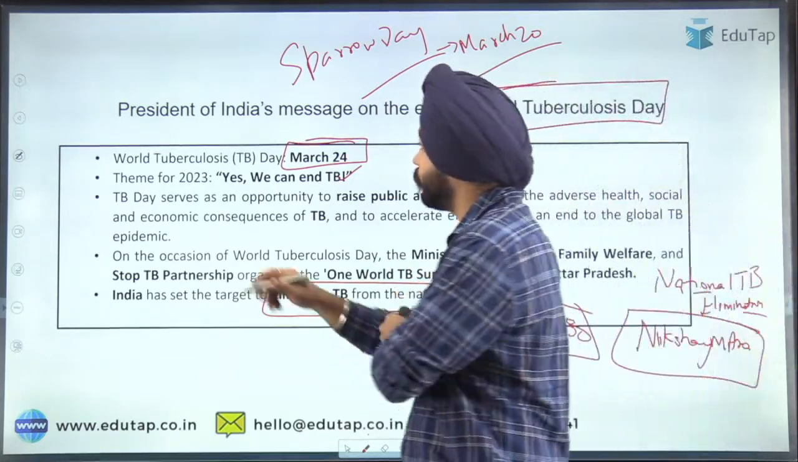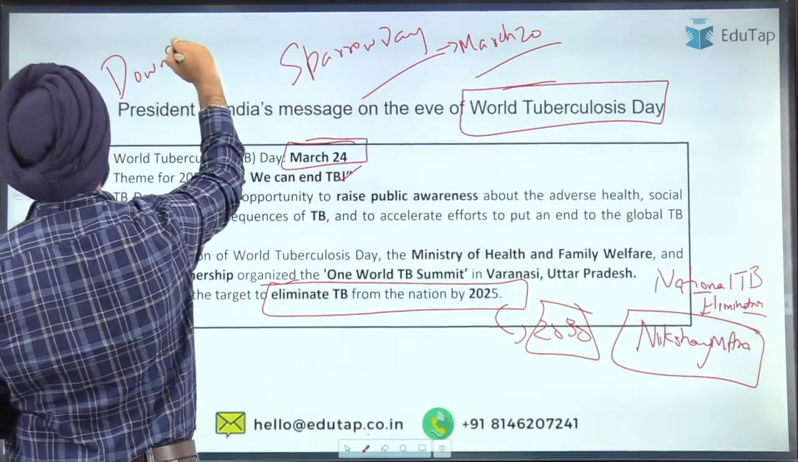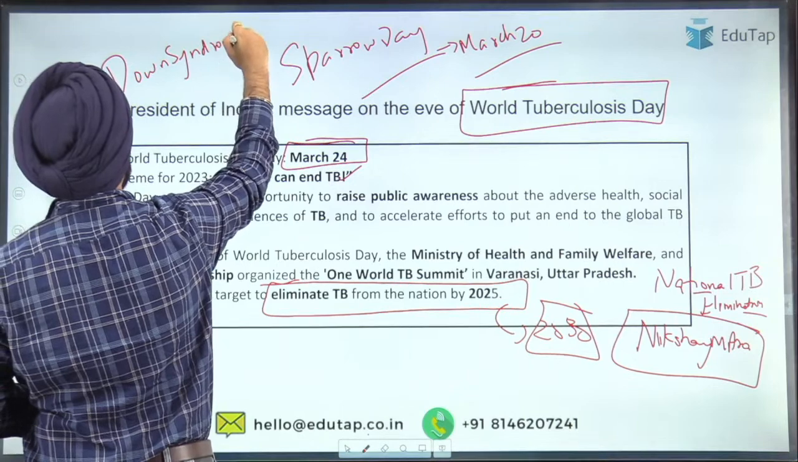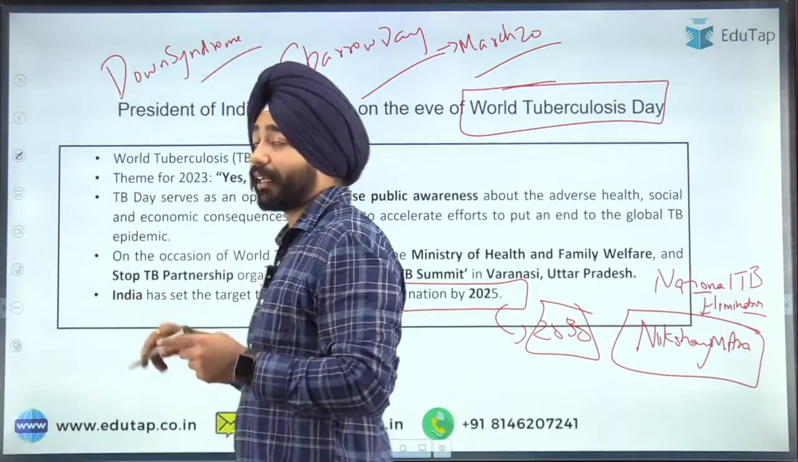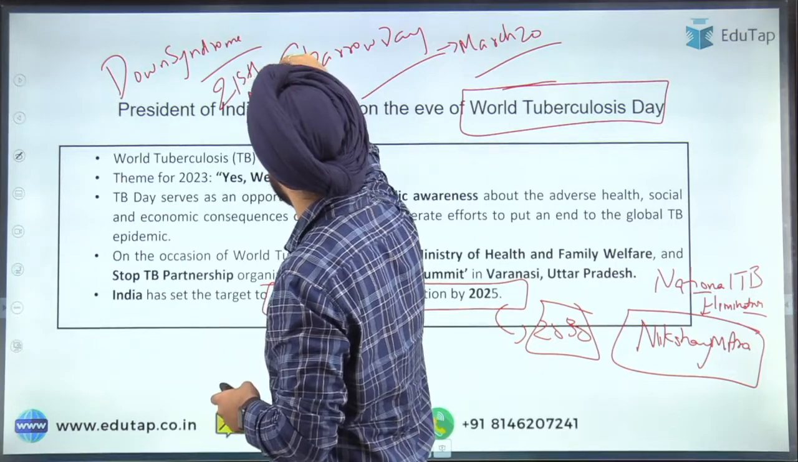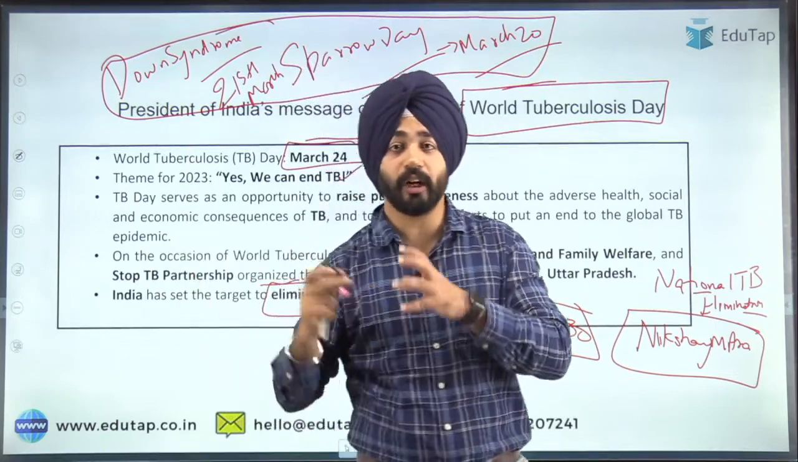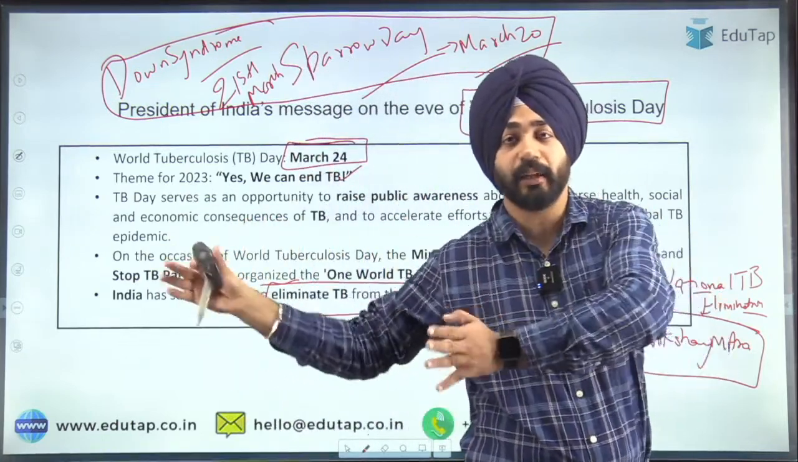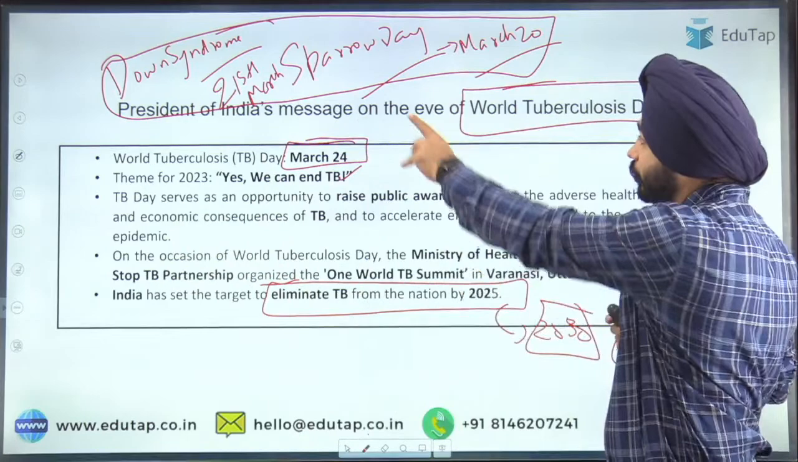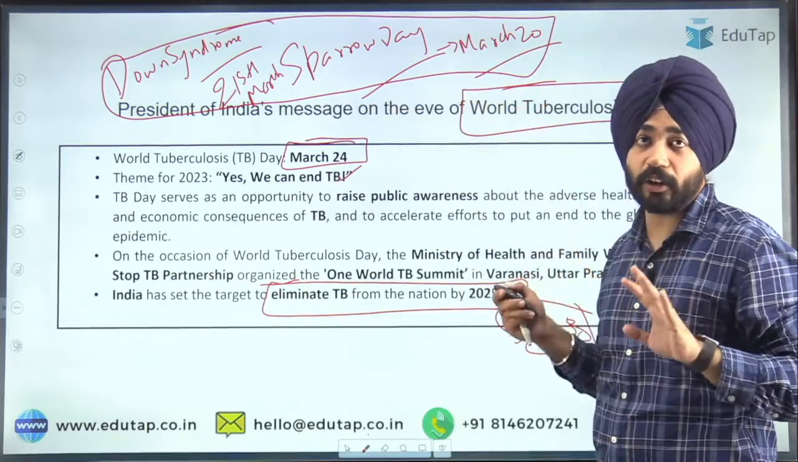Then we have discussed the next thing, World Down Syndrome Day. That is celebrated on 21st of March. So guys, these days are again important. Now this is how we can revise the things that we have discussed in the previous lecture. Okay, ji. So World Down Syndrome Day is 21st of March, World Sparrow Day is celebrated on 20th of March.